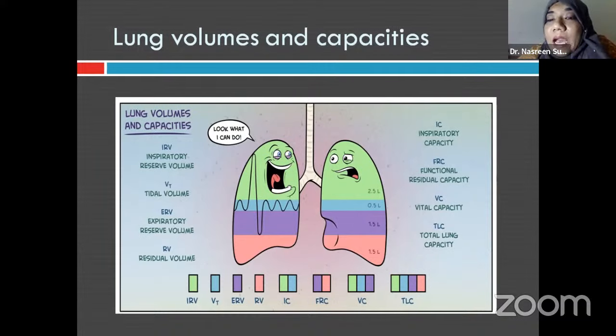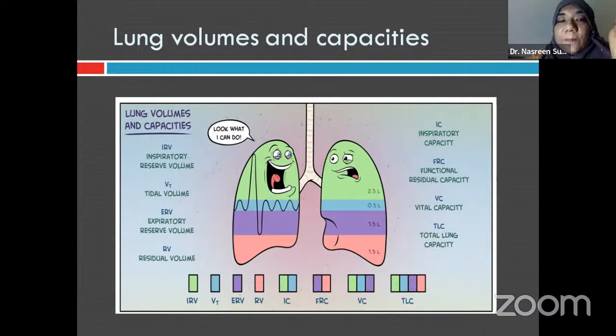And the last one is total lung capacity. It means how much volume of air a lung can hold. The complete total amount when you deeply inhale, forcefully exhale. What is the complete capacity of the lungs? That is called total lung capacity. Usually, in a normal adult, it will be around 6 liters.